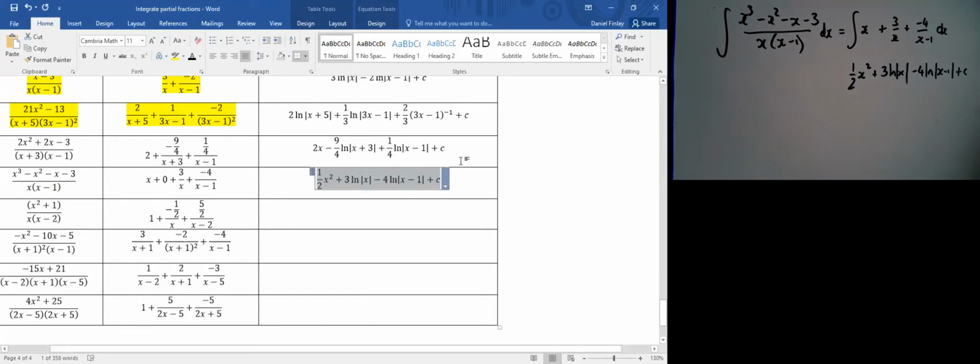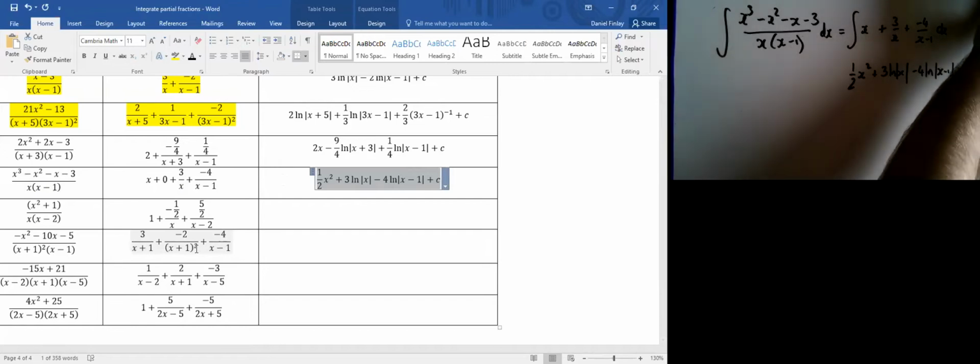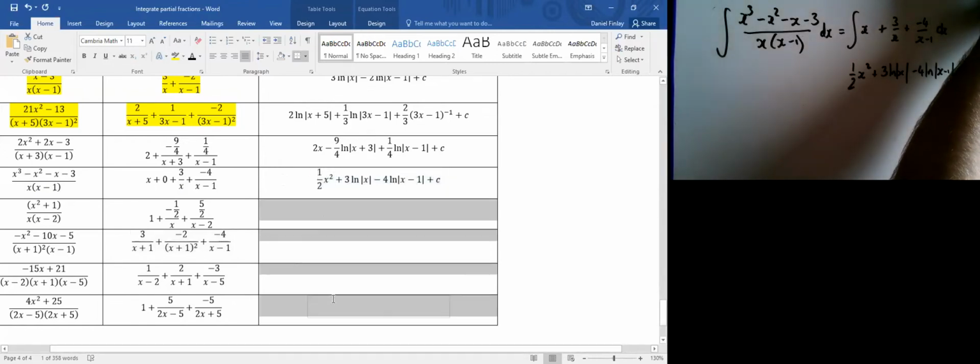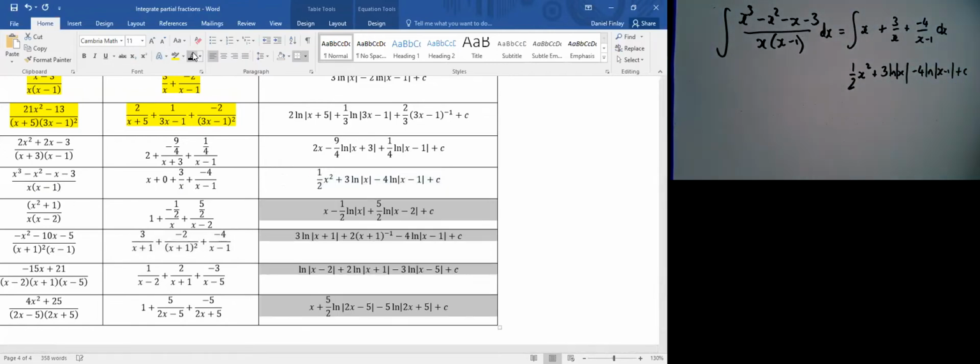Like I said, if you need any help with these ones where there's squares in the bottom, go back and watch yesterday's video. Okay, pause it and then unpause it once you've integrated the 4 to check you got them right. And the answers are on the screen.